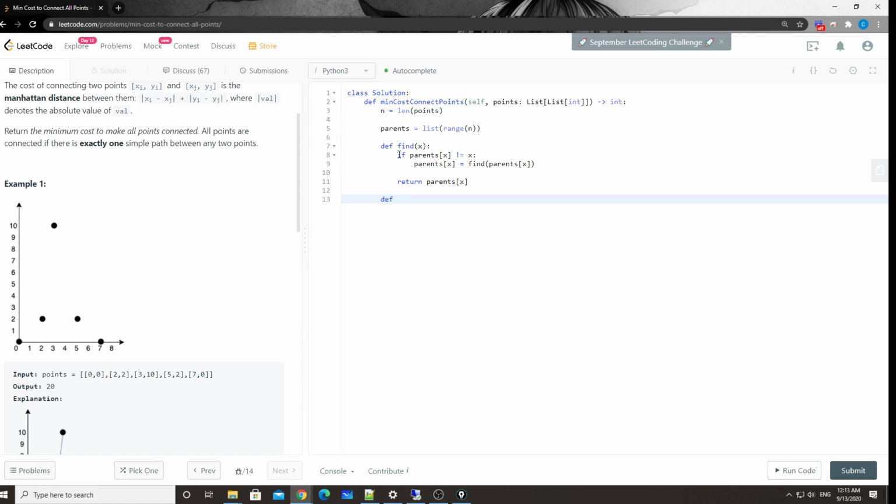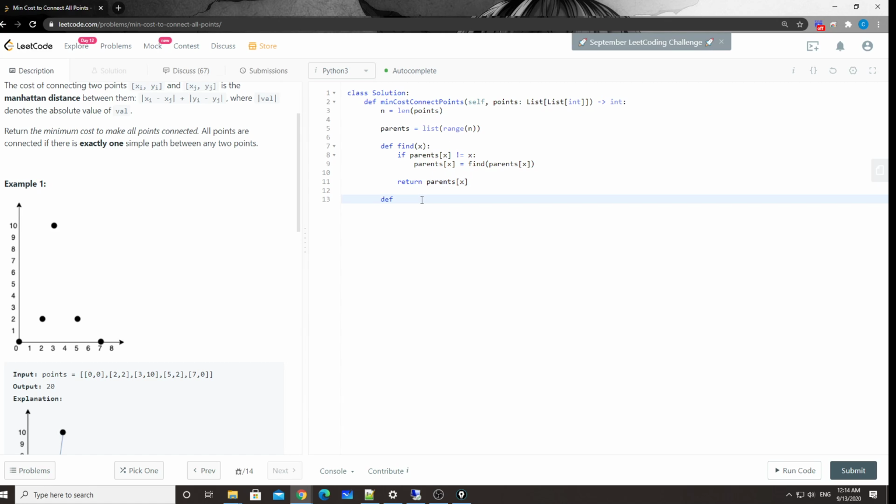That's basically the find part, where as long as the parent is not the same as x itself, basically as long as x is not the root, because the root is always pointing to itself. If the current one is not the root, we keep looking for its parent. While looking for it, we do path compression until we reach the root. Then we simply return the root itself.